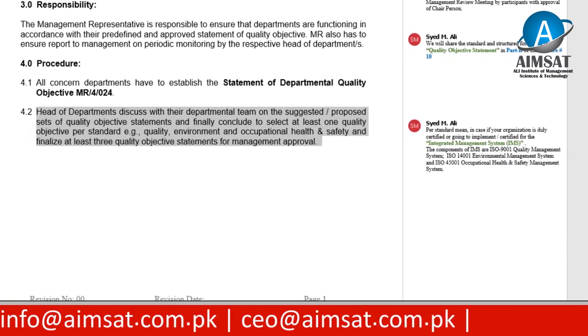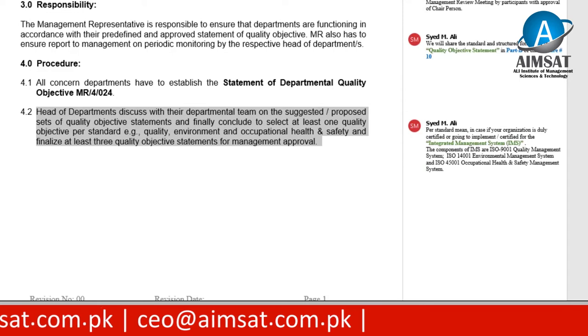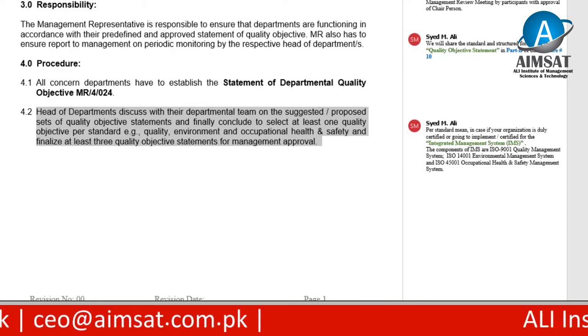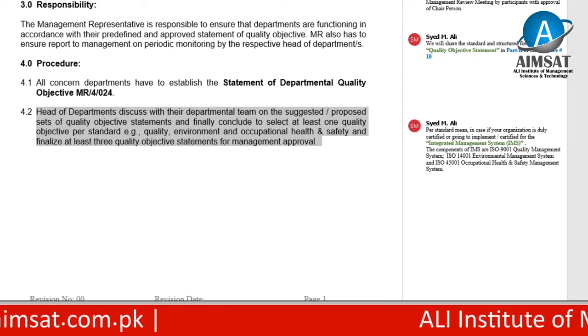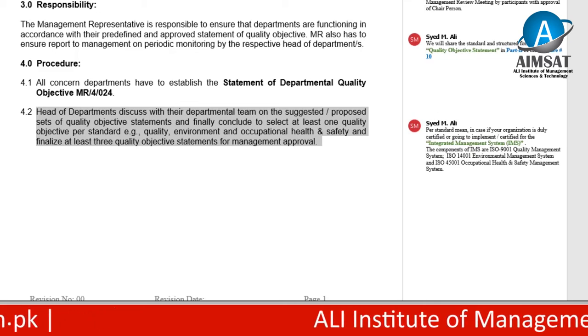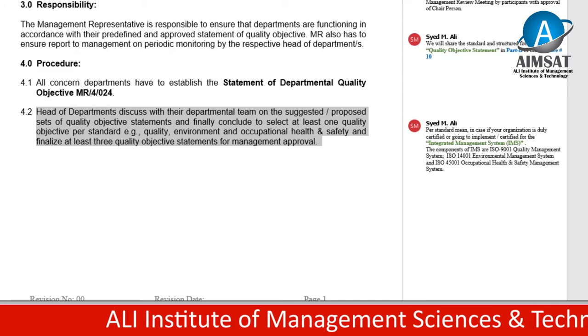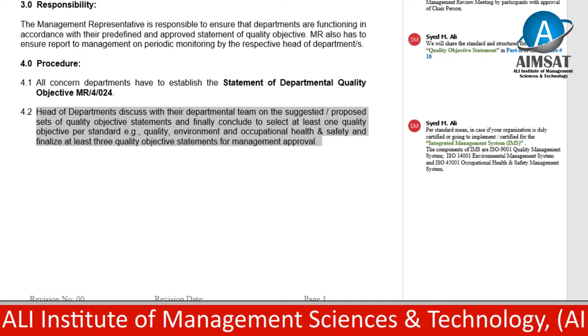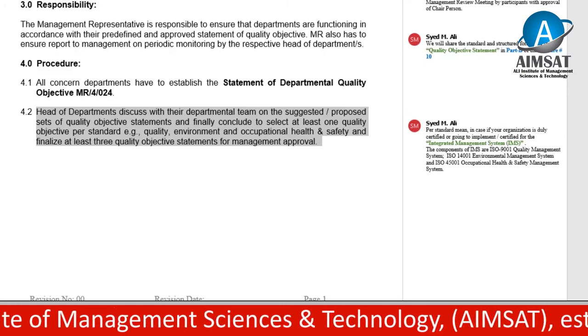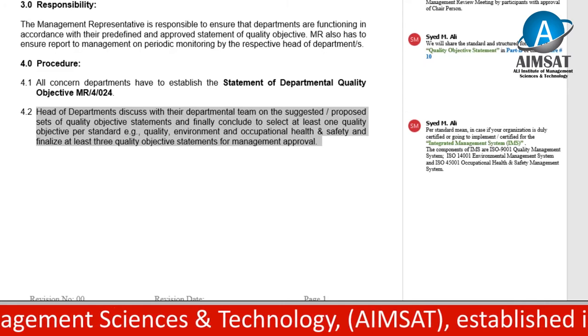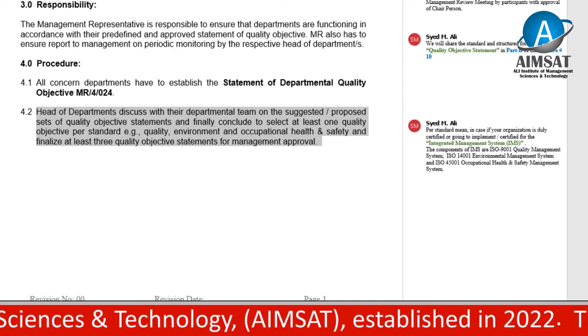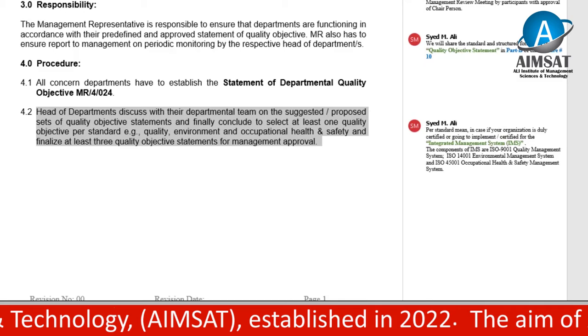Procedure: all concerned departments have to establish a statement of department quality objectives. Heads of departments discuss with their departmental team the suggested proposed sets of quality objective statements and finally conclude to select at least one quality objective per standard: quality, environment, and occupational health and safety, and finalize at least 3 quality objective statements for management approval.